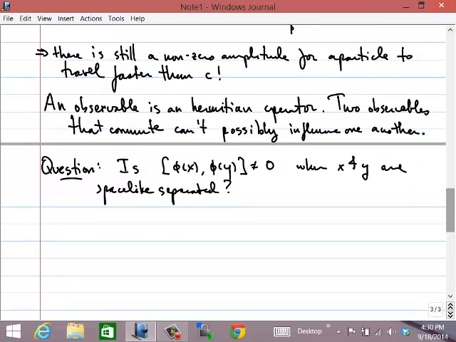Two observables that commute with one another behave just like classical observables. In particular, if you measure one of those observables, say by acting with phi on a state, then that can't influence the outcome of the other observable. Is that clear?